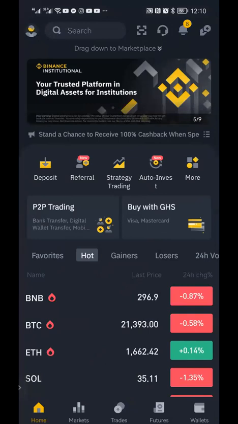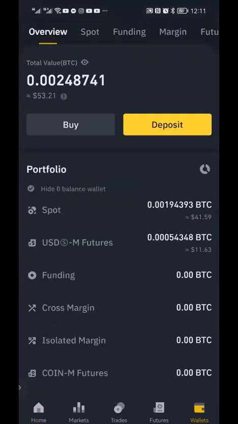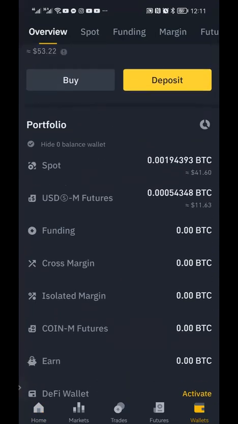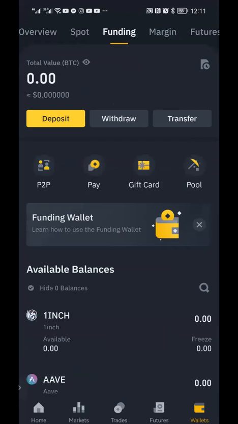All right. So the first stage is maybe you want to deposit. You click on wallet. So under wallet, you see your overview. You can equally buy from, usually with a card, like a bank card, debit card, and stuff like that. That's one. But the most common one we use is the funding. You go to funding on the top there. So under funding, we'll go for the P2P.